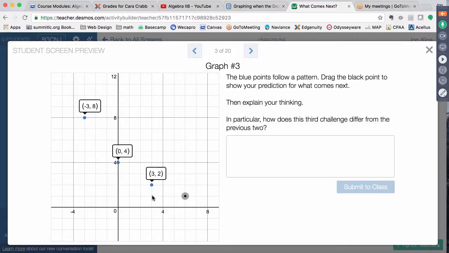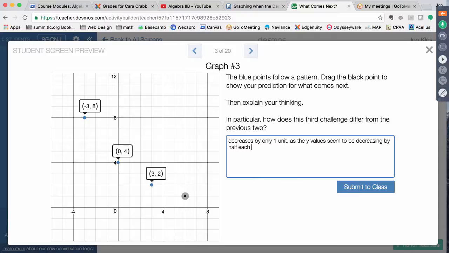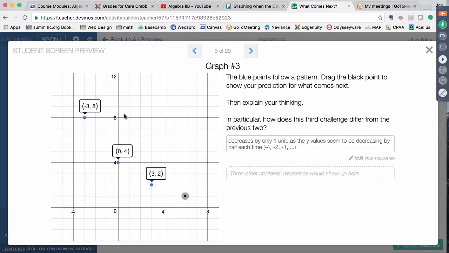Now let's say it's going over 1 down. So it decreases by only 1 unit as the y values seem to be decreasing by half each time. The first time we did -4 between the first 2 points, then we subtracted 2 between the next 2 points, then we subtracted 1, and so forth. That's just my estimate right there.